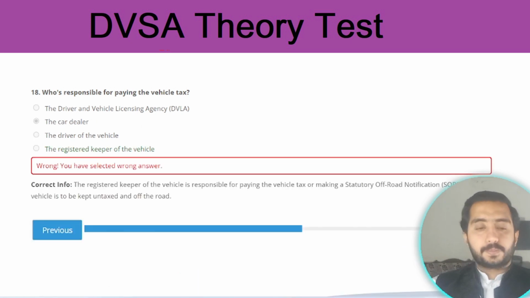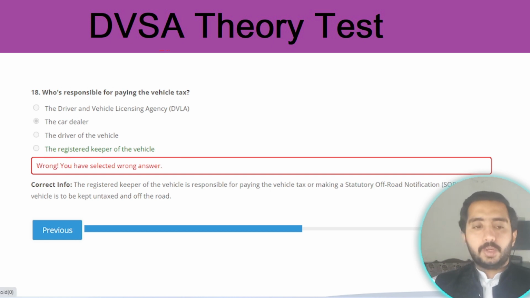Next one. Okay, we have selected the wrong answer. The registered keeper of the vehicle is responsible for paying the vehicle tax. Please correct this one. By mistake, we have selected the wrong answer. The correct answer is highlighted here. Option D is the correct option.